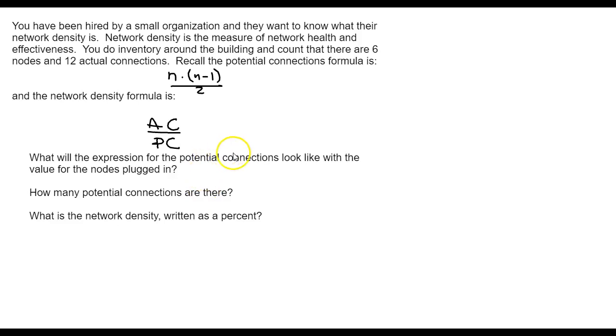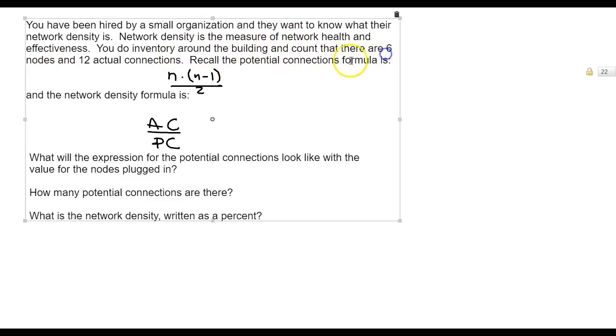When working with algebraic expressions, or expressions that have variables and numbers involved, often we're asked to plug in actual values. This question states you have been hired by a small organization and they want to know what their network density is. Network density is the measure of network health and effectiveness. You do inventory around the building and count that there are 6 nodes. I'm going to highlight that because that's important information.